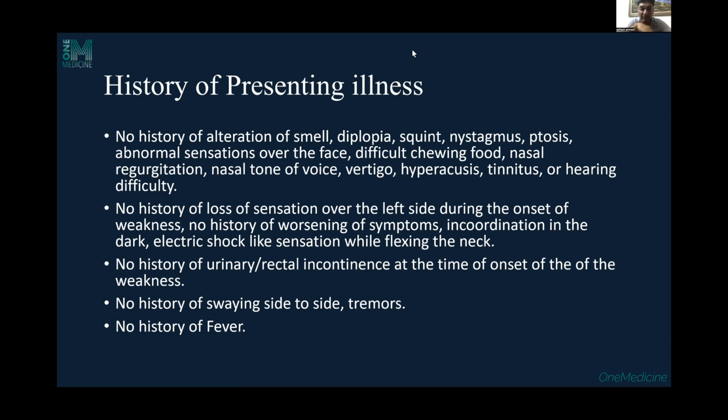Why did you ask about tremors? So again, this is in case of cerebellar, sir, the tremor part.